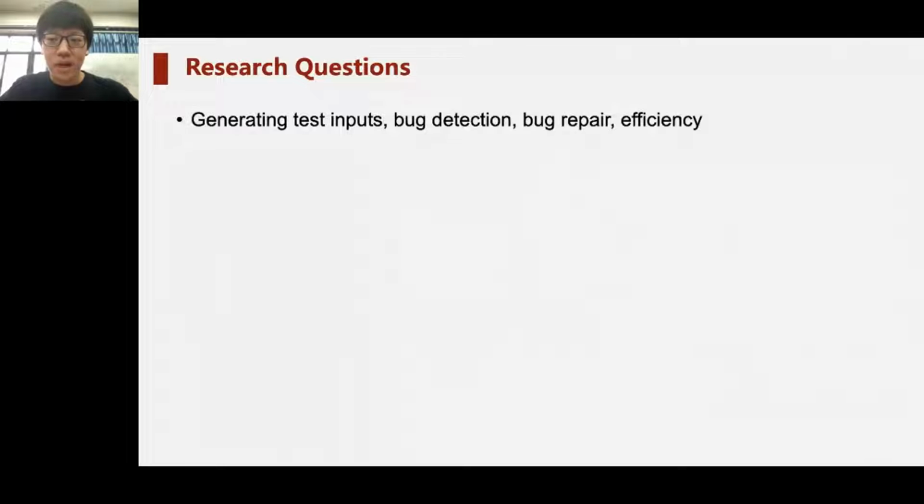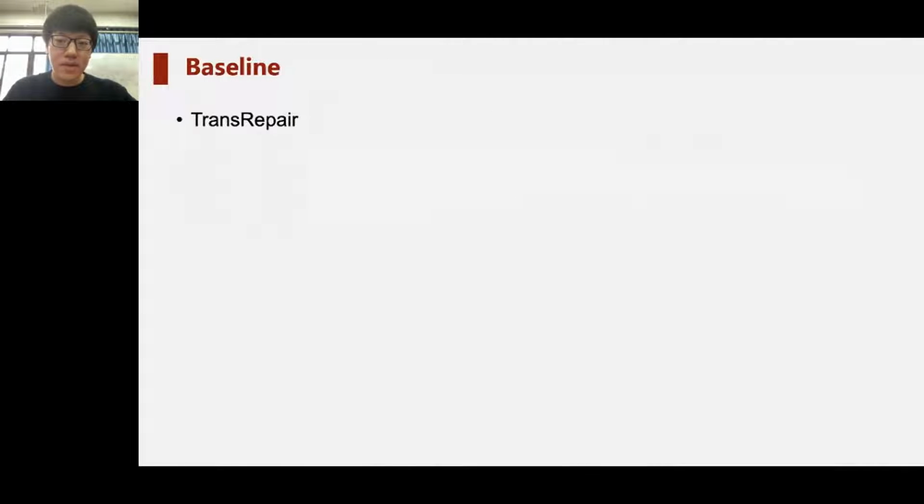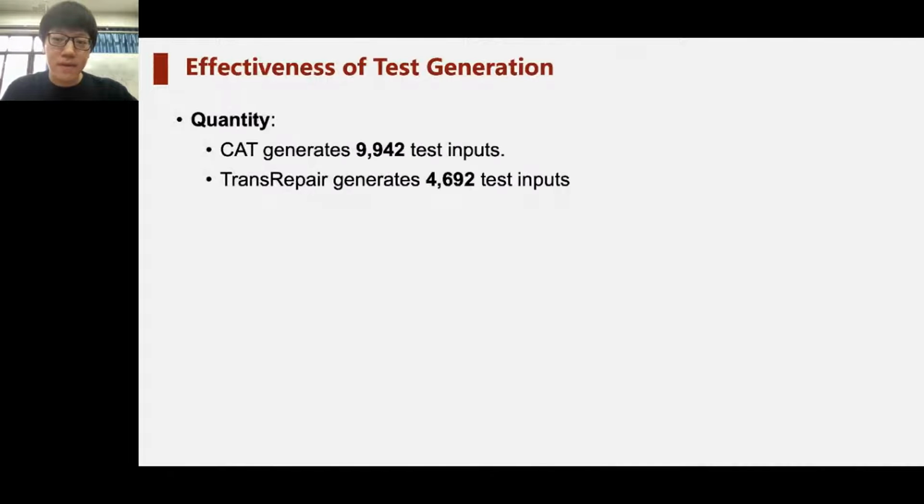In this paper, we focus on 4 research questions on the effectiveness of test input generation, bug detection, bug repair, and the efficiency. We conducted experiments on 2 machine learning translators, Transformer and Google Translate. Since CAT follows trans-repair, we select trans-repair as the baseline. For the effectiveness of test generation, for each sentence in our dataset, we generate test input with CAT and trans-repair, and we found that CAT generates nearly 10,000 test inputs, while trans-repair only generates 5,000 test inputs.